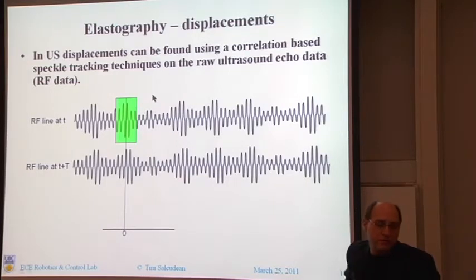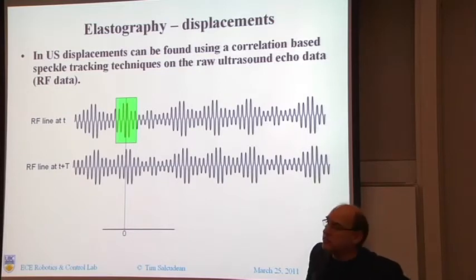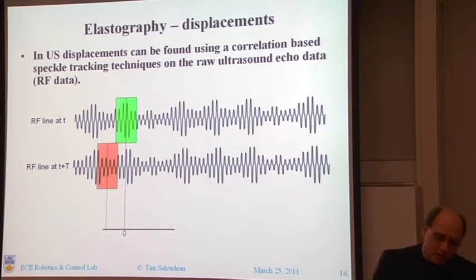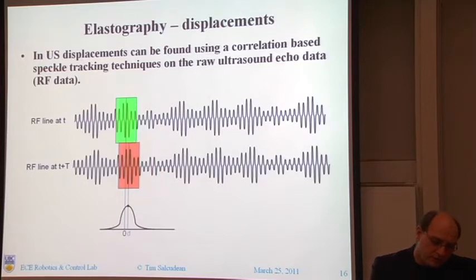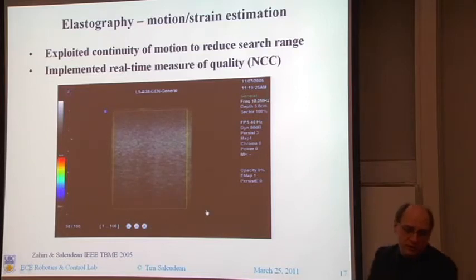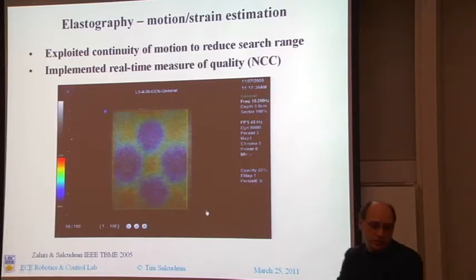Displacement in ultrasound can be found by using a correlation-based speckle tracking technique on the raw ultrasound echo data. So this is before it gets processed to generate a B-mode image. Basically, we look at a window in the RF line at a delayed time, and we slide that window, measuring the correlation. We find the peak, and therefore the displacement, fairly standard fare for people who do vision. We did this in real time. We're actually the first group to implement this on a commercial scanner. Ultrasonix licensed this software a few years back.